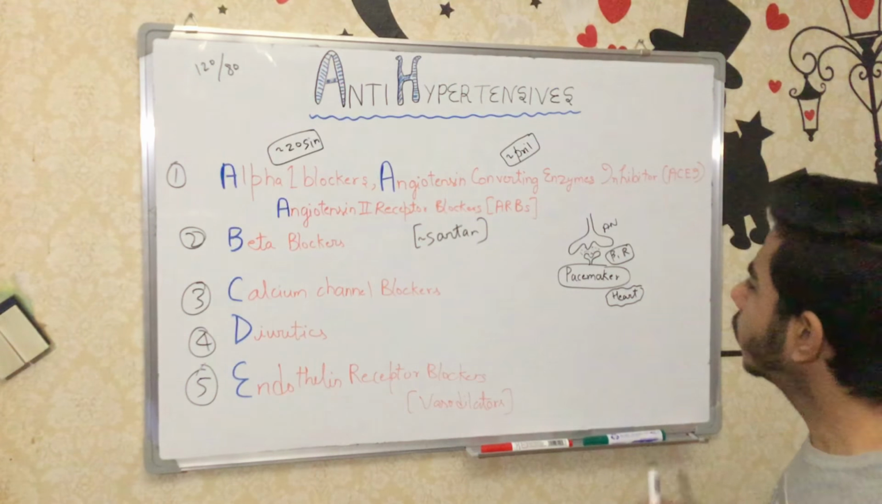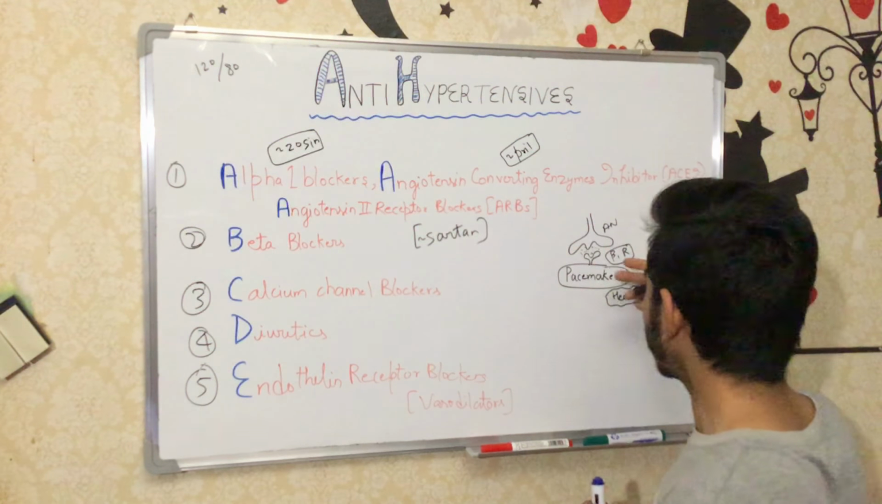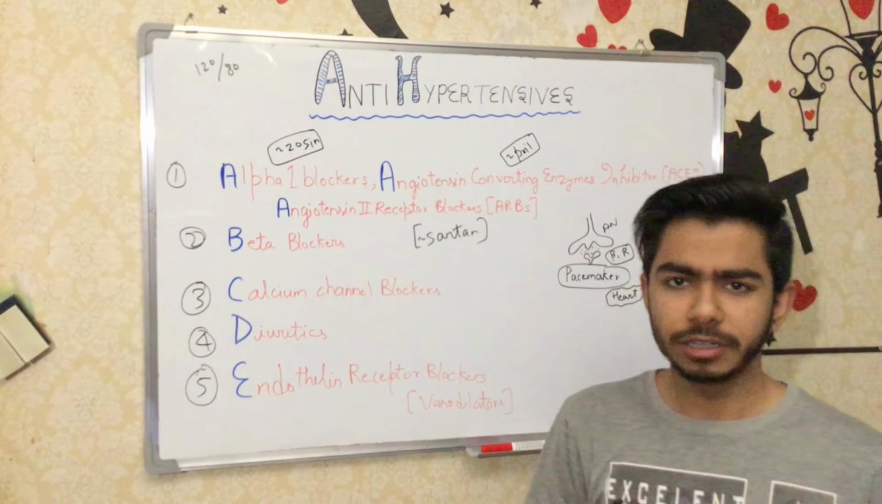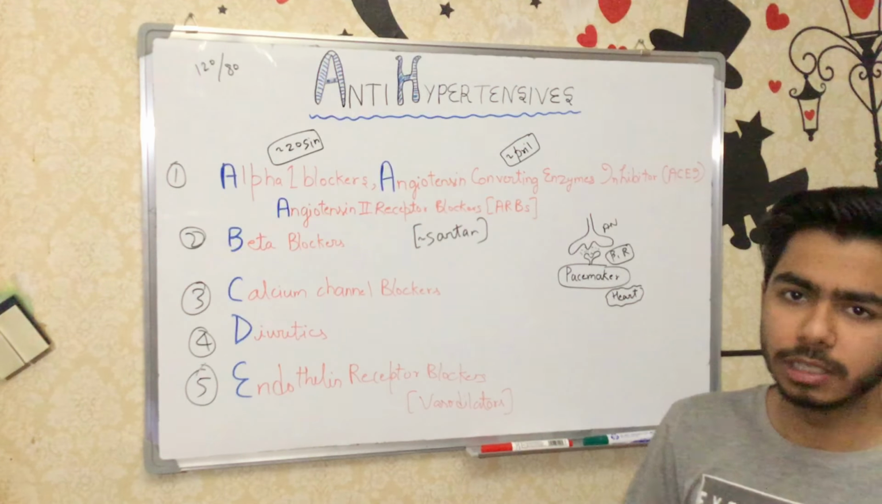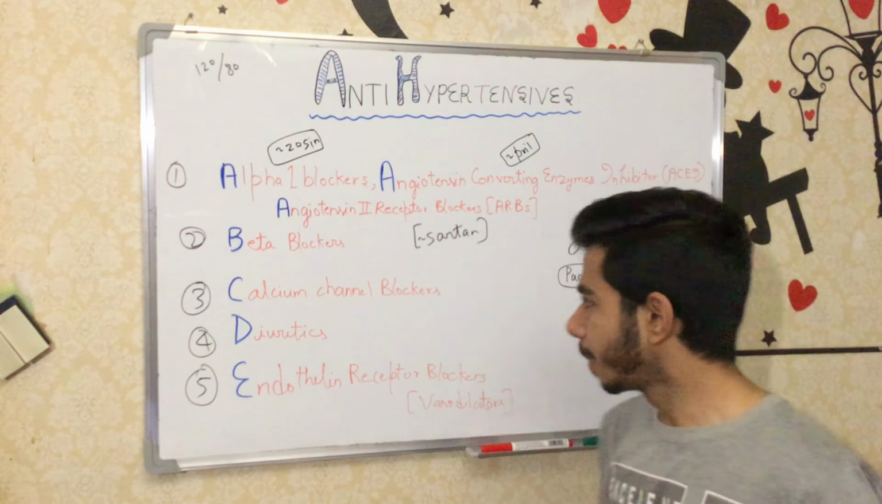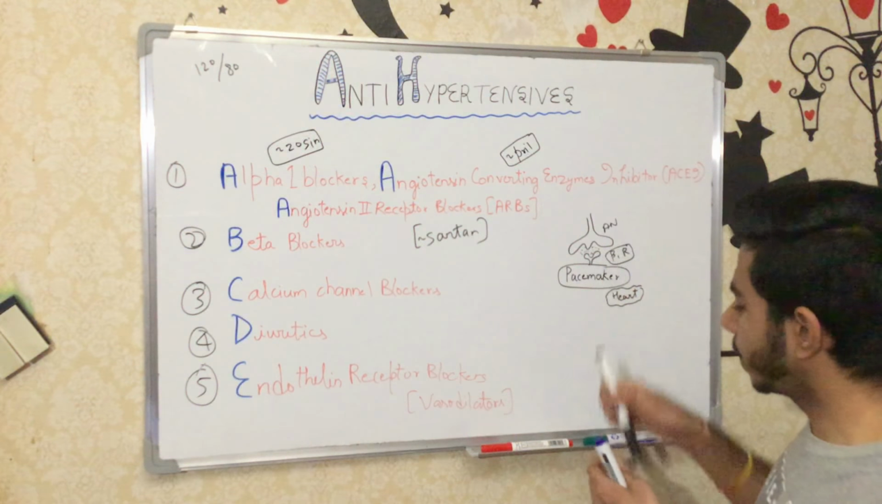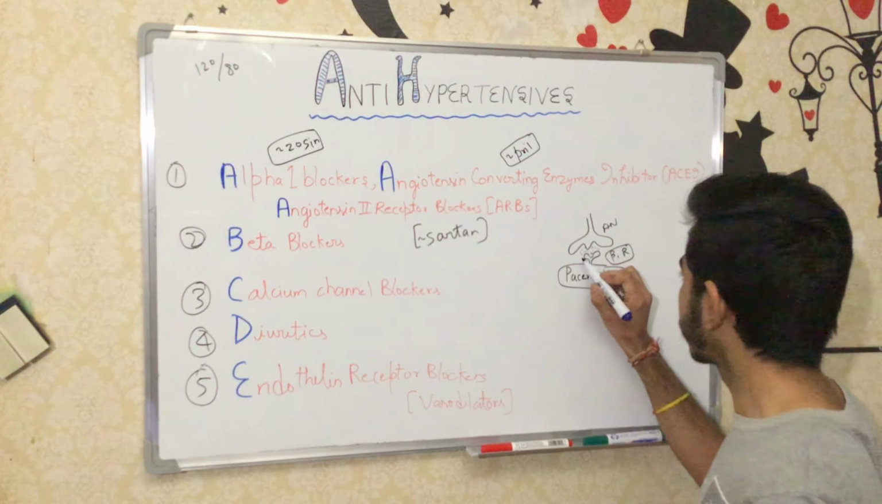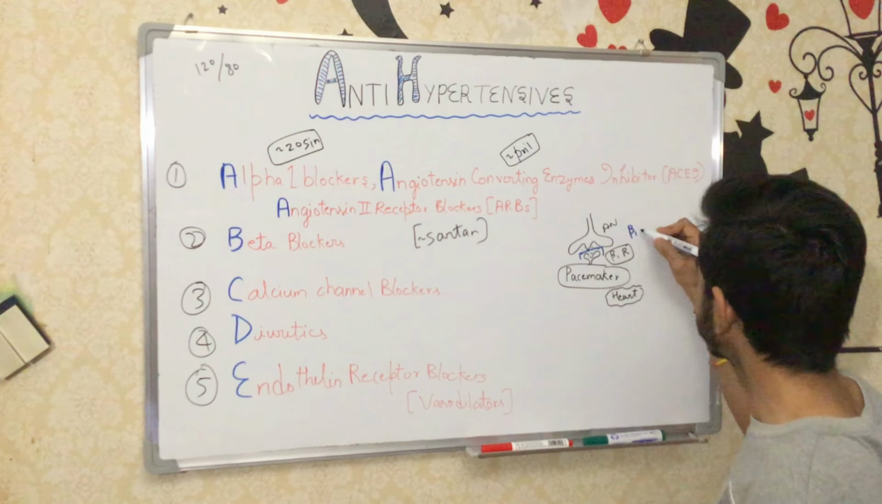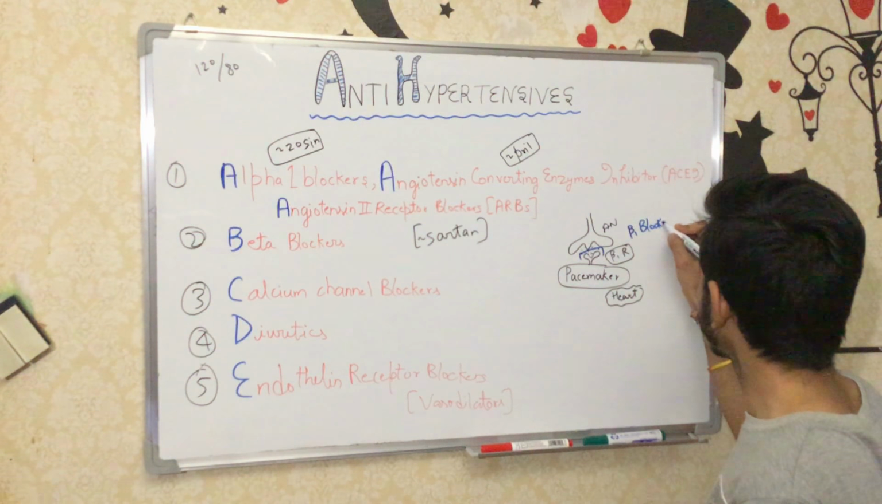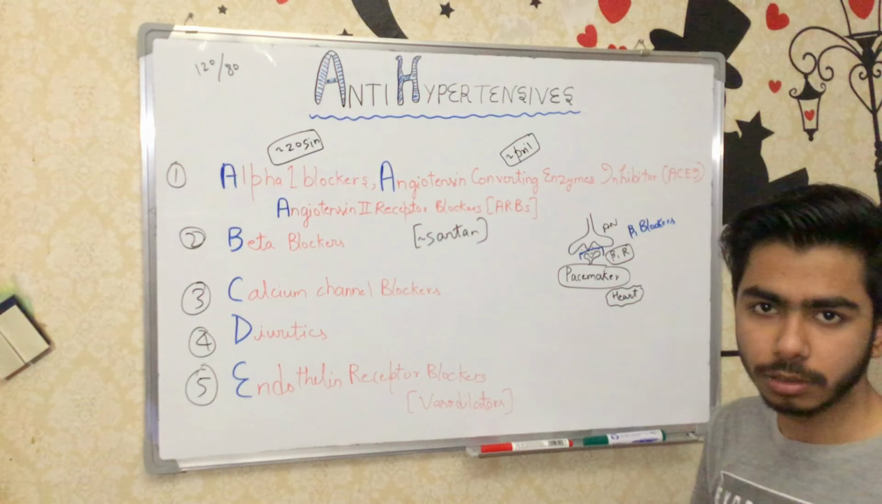Okay, now how do they increase it? They will increase the heart rate, they will increase the cardiac output, they will increase the systolic volume, and eventually there will be an increase in the blood pressure. Now if we block this receptor, that is the beta 1 receptor, we have the beta 1 blockers.